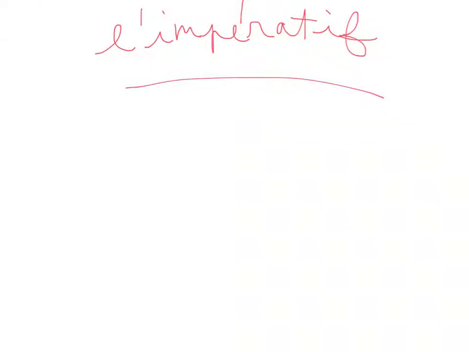So this time we are going to talk about l'impératif. L'impératif is a tense, like the present tense, the future tense, the past tense. It is also a tense. It is in the present, but it is a bit different from the present you know. Why? For two main reasons.